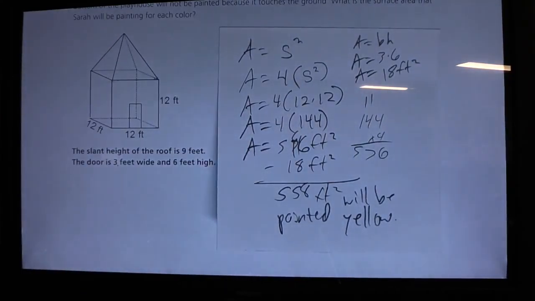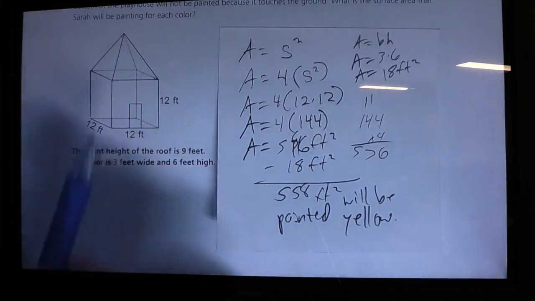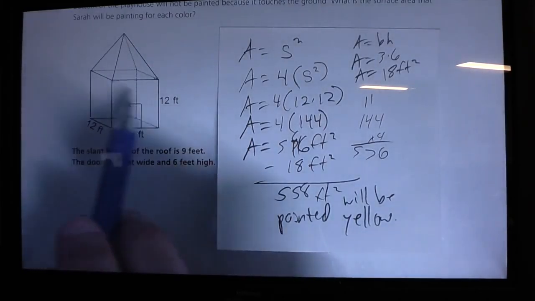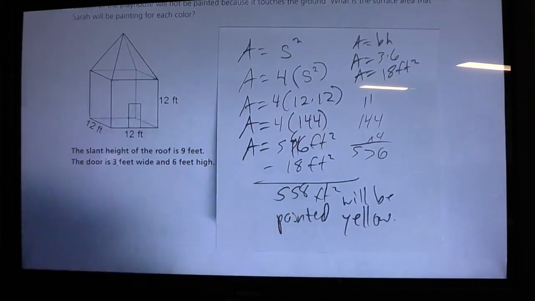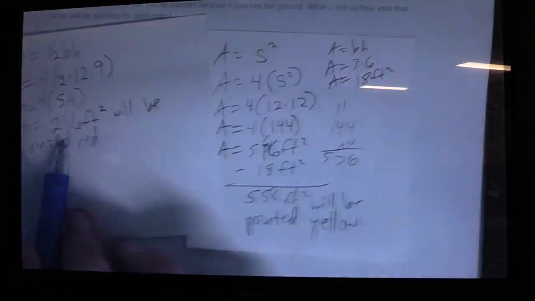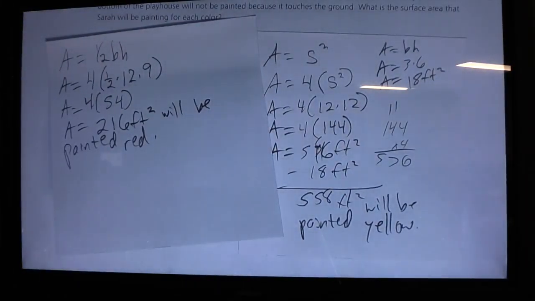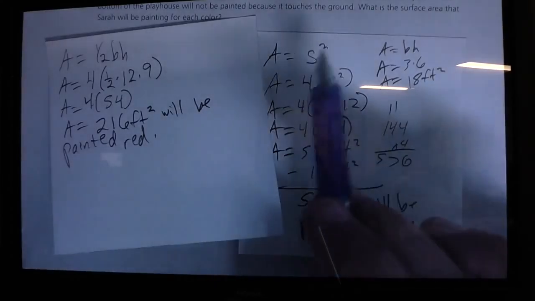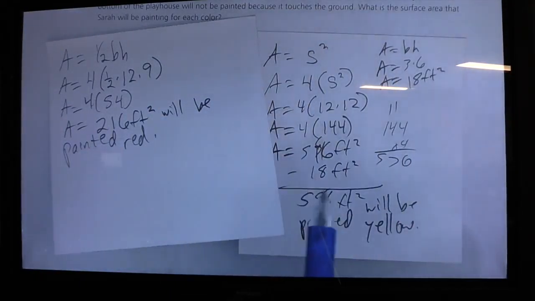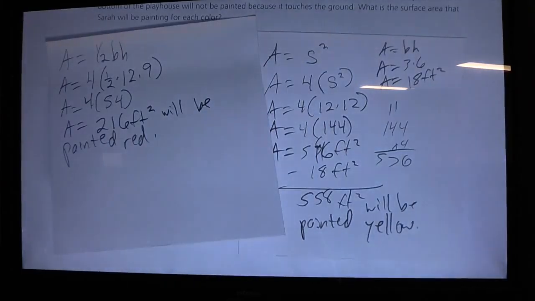So, let's talk about a math practice that I used when I solved this. First thing I did was I made sense of the problem, and I came up with a plan, and I worked it out step by step. That plan was to find the surface area of the roof, and then it was to find the surface area of the walls minus the surface area of the door. And then I found that the roof surface area was 216 feet square. And I used what I know about finding the surface area of a triangle and then multiplied it by 4 to get that answer. And then I used what I know about finding the surface area of a square and a rectangle to get my surface area that will be painted yellow.